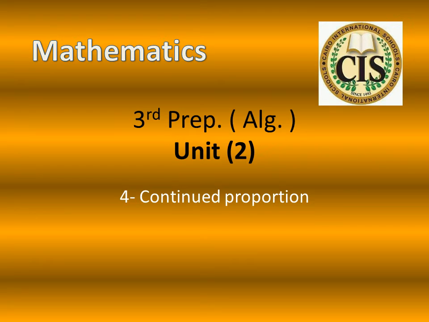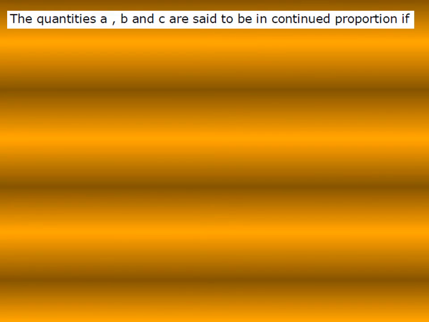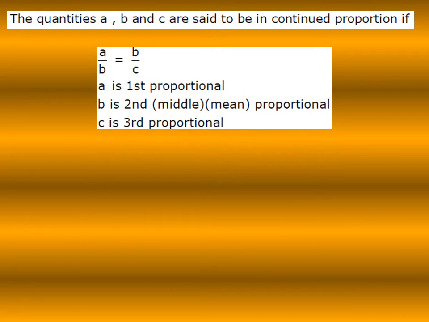Algebra, Unit 2, Continued Proportion. The quantities A, B, and C are said to be in continued proportion if A over B equals B over C. A is called the first proportional, B is second or middle or mean proportional, C is third proportional.